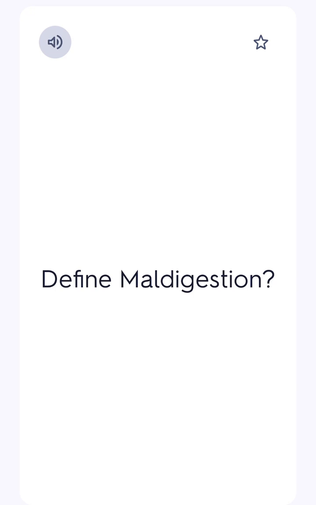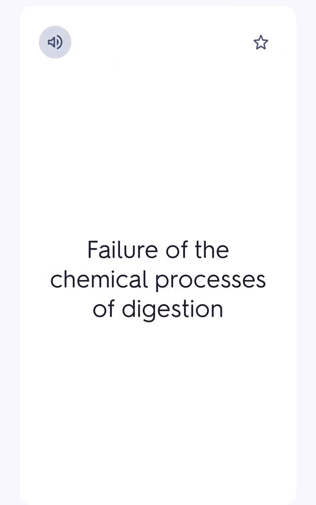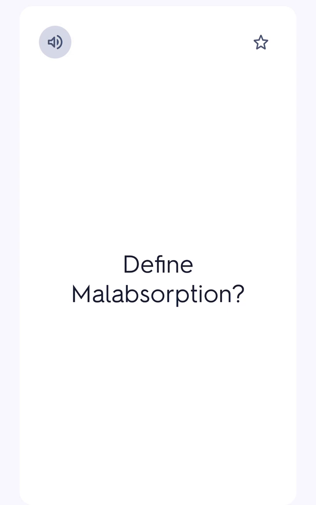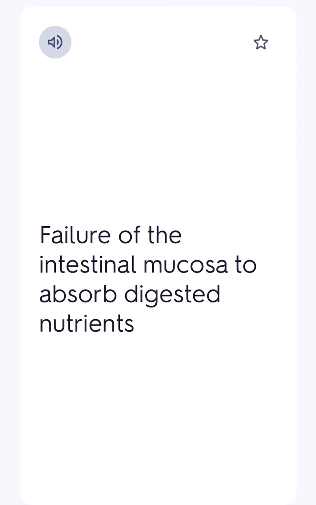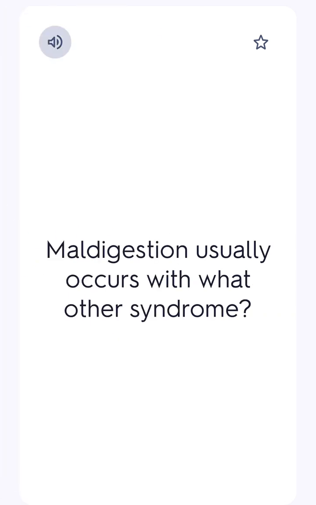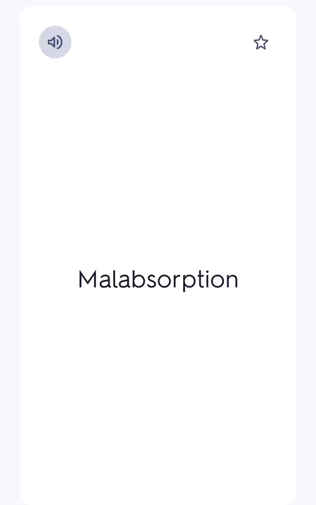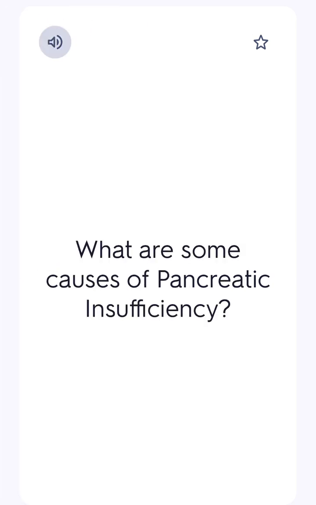Define maldigestion. Failure of the chemical processes of digestion. Define malabsorption. Failure of the intestinal mucosa to absorb digested nutrients. Maldigestion usually occurs with what other syndrome? Malabsorption. What are some causes of pancreatic insufficiency?